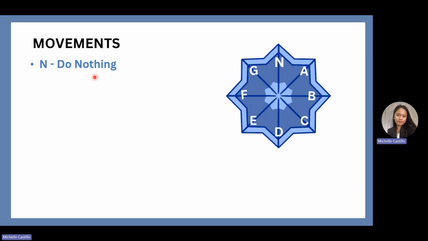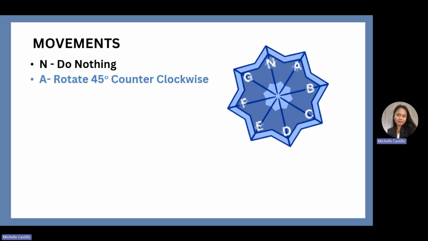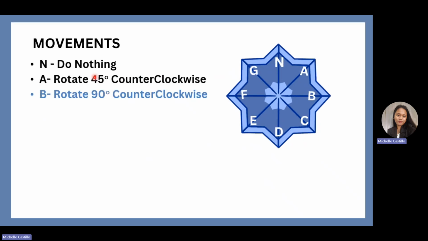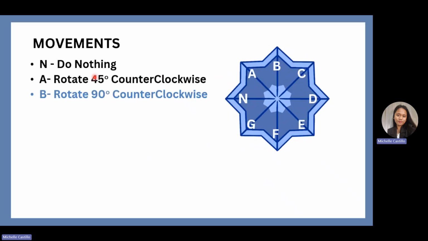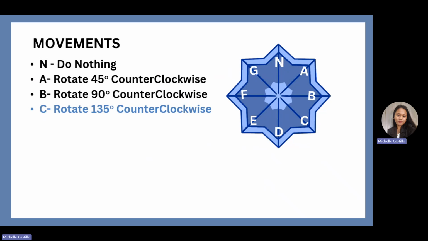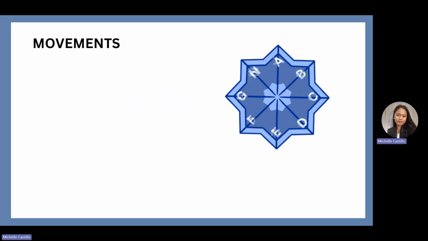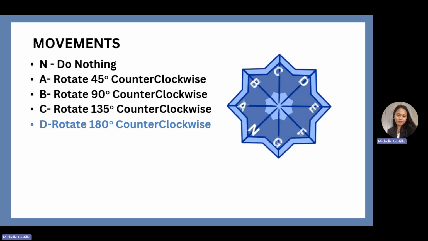So for N, we have do nothing. For A, rotate 45 degrees counterclockwise. For B, rotate 90 degrees counterclockwise. For C, rotate 135 degrees counterclockwise. For D, rotate 180 degrees counterclockwise.